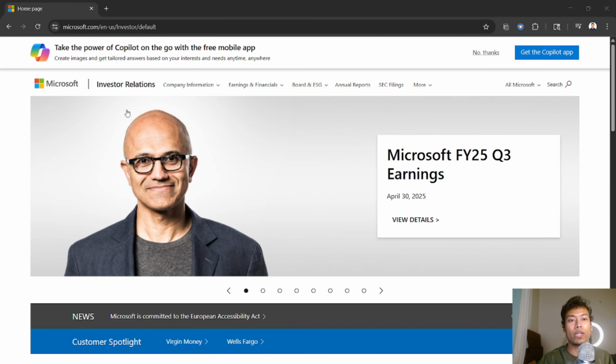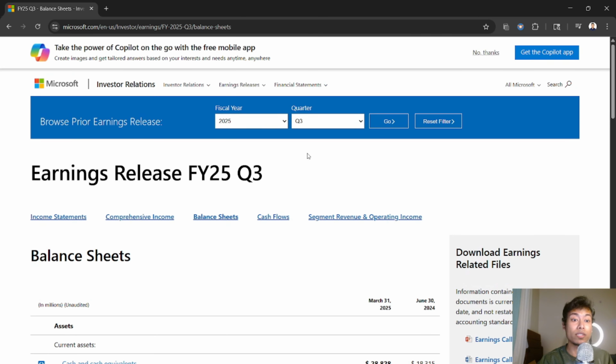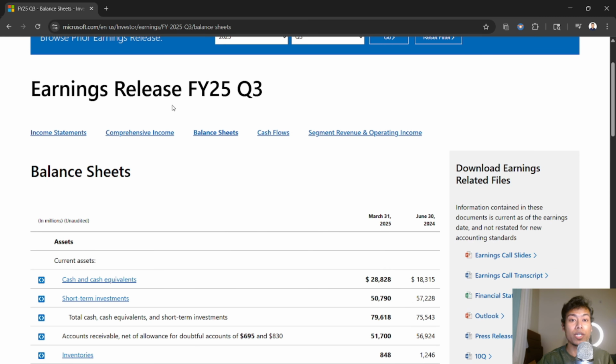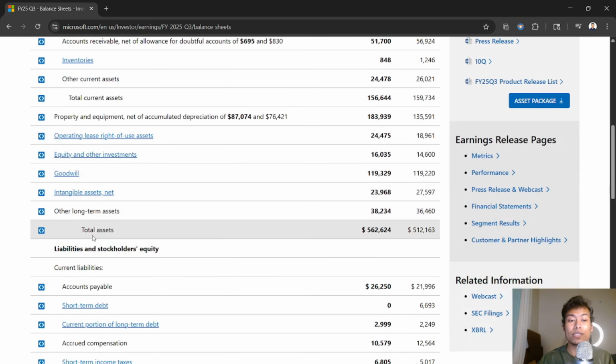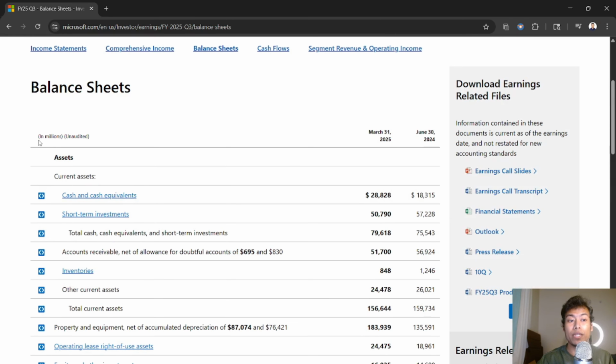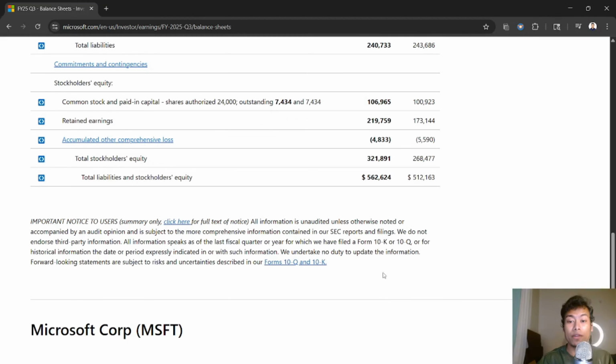Now we're on the Microsoft Investor Relations page. Now I'm going to show you the earnings and financials, and by going to the balance sheet, how it balances the balance sheet. So this is the earnings release for fiscal year 2025 quarter 3. So if we talk about March 31st 2025, the total assets is, and it should be in millions of dollars, so it is 562,624 millions of dollars, and that equals to 562,624 millions of dollars of total liabilities and stockholders' equity.